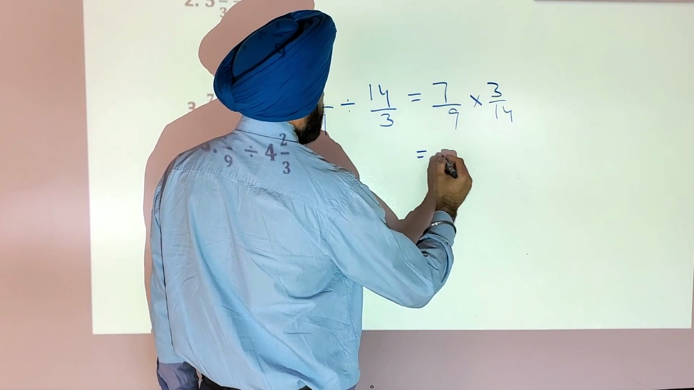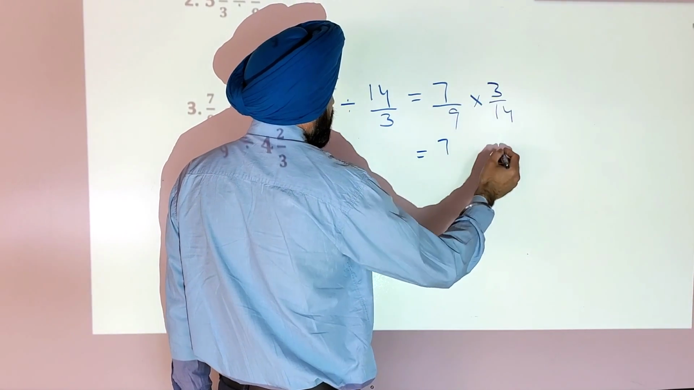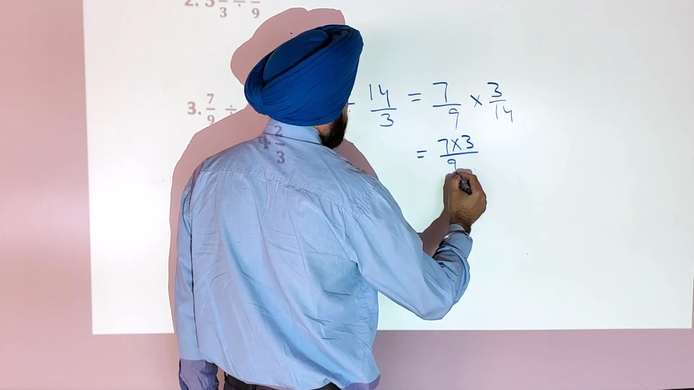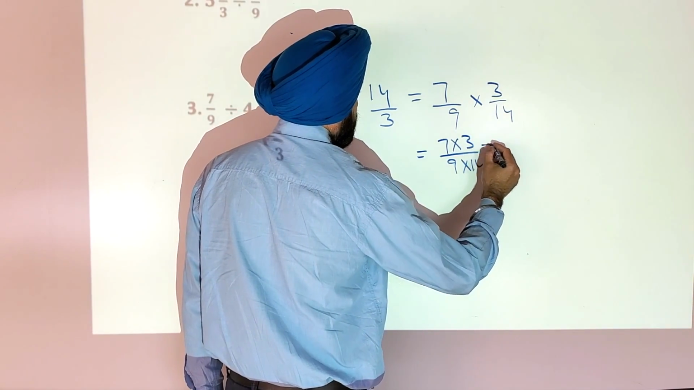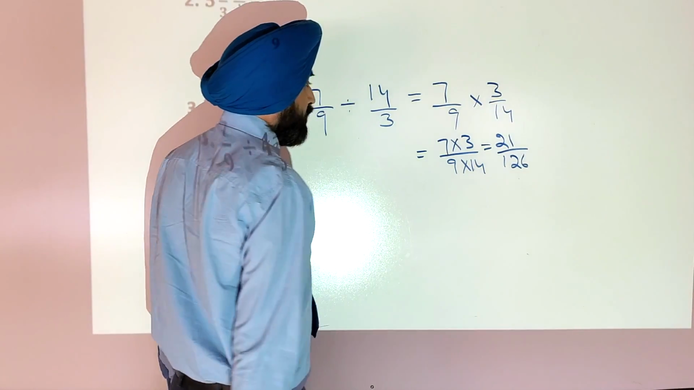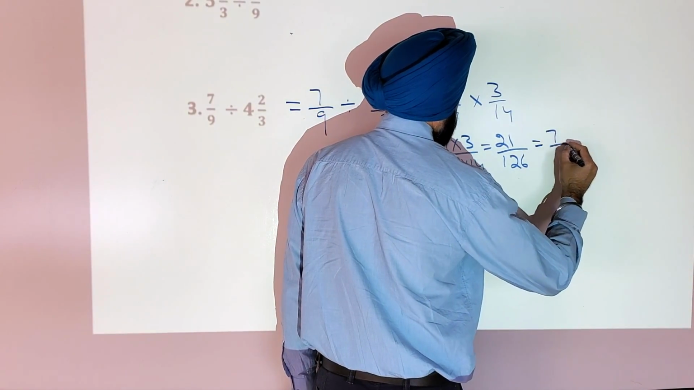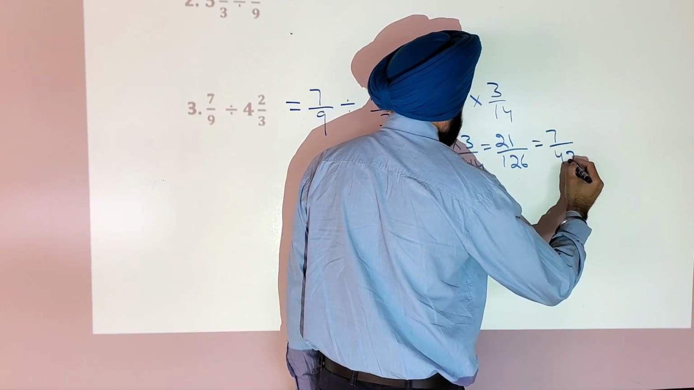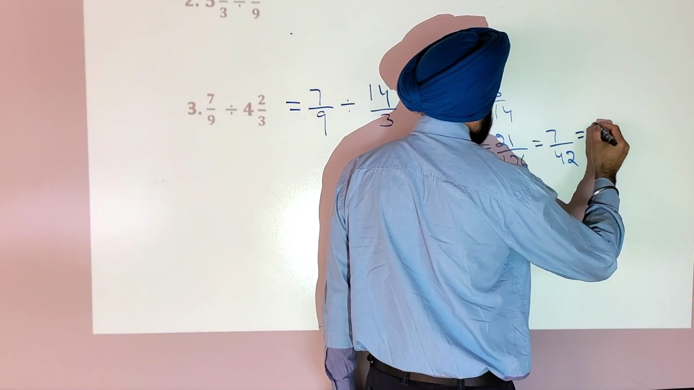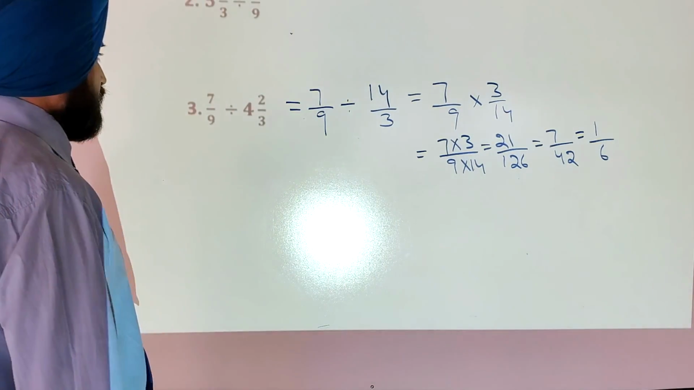So now 7 over 9 and 3 over 14. Multiply top by top, bottom by bottom, which is 21 over 126. Both can be divided by 3, yes. 3 times 7 is 21 and 3 times 42 is 126. Further, both are in the table of 7. So 7 times 1 is 7 and 7 times 6 is 42. So 1 over 6 is the final answer.